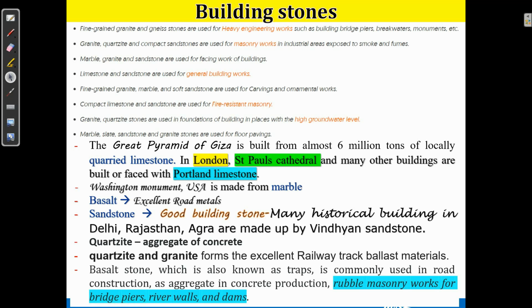that is actually granite. The Washington Monument and Taj Mahal are made up of marble. Basalt, sometimes you will find some structure with basalt, and rubble masonry works for bridge piers, river walls and dams sometimes, or in the ancient age at least people used these things as a brick. Okay, the block of basalt is used as a brick to build bridge piers, river walls and dams.